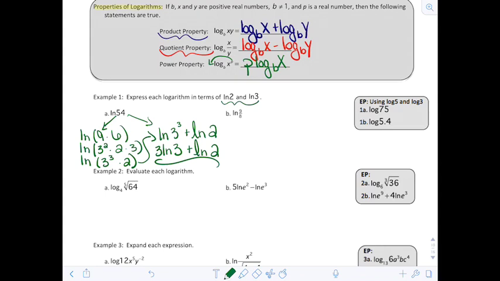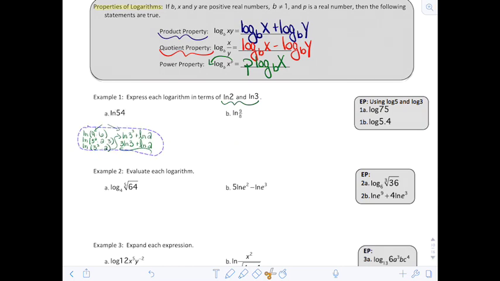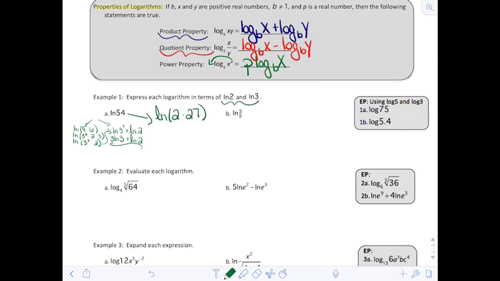The other way that we can do this, I'm going to shrink this down and show you one other way, just so that you know if you start in a different place as someone else, you're going to end up in the end with the same answer. So some of you might have seen 54 as 2 times 27. So we can do the natural log of 2 times 27, which becomes the natural log of 2 times 3 to the third power.